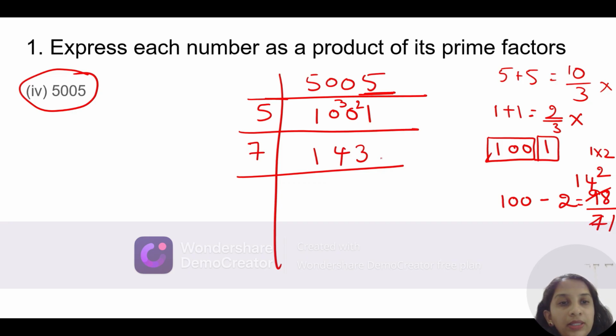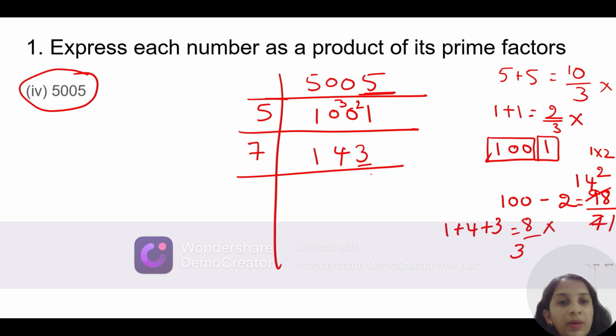Is this divisible by 3? Let me check. 1 plus 4 plus 3. 1 plus 4 is 5. 5 plus 3 is 8. It is not divisible by 3. Okay. Next. Is this divisible by the next prime number, 5? No, it is not divisible by 5 because the last digit is not 0 or 5.